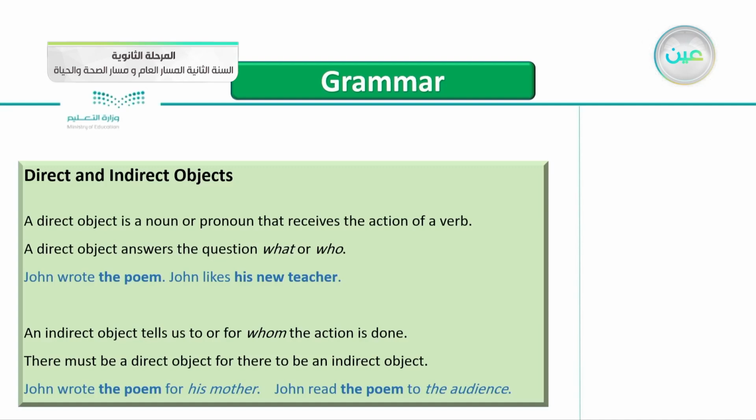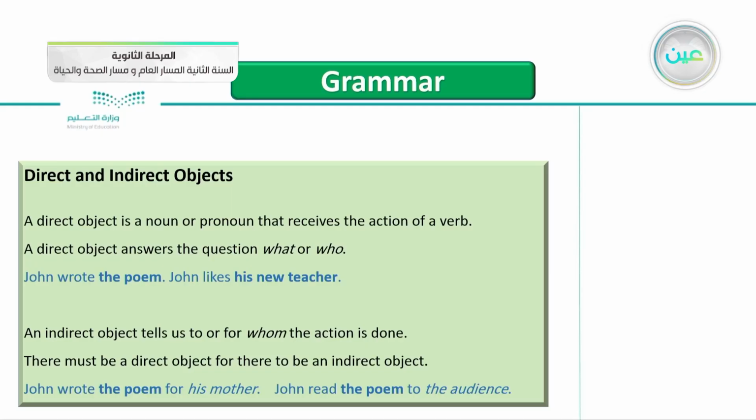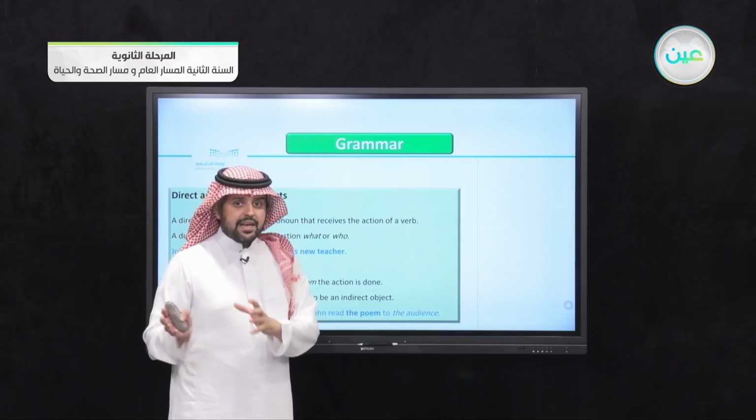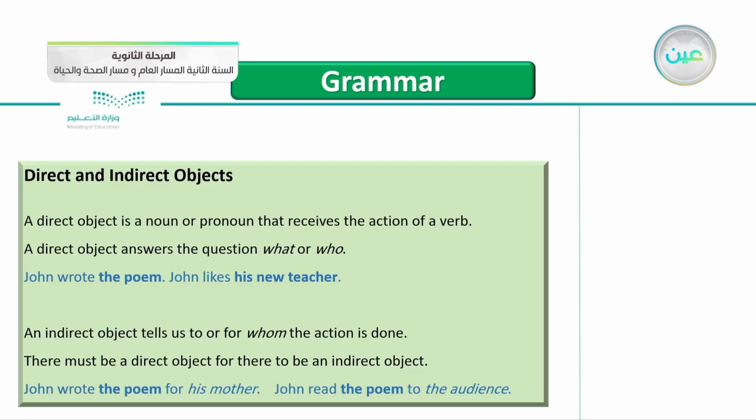On the other hand, an indirect object tells us to or for whom the action is done. There must be a direct object for there to be an indirect object. So wherever there's an indirect object, there has to be a direct object with it, but it's not vice versa. For example, John wrote the poem for his mother. John read the poem to the audience.